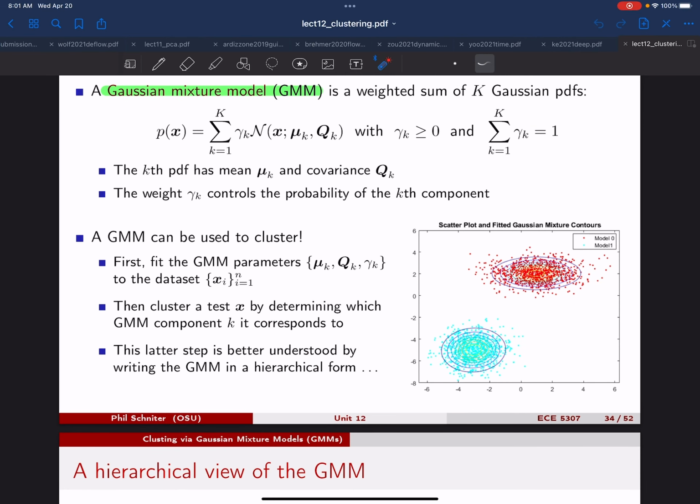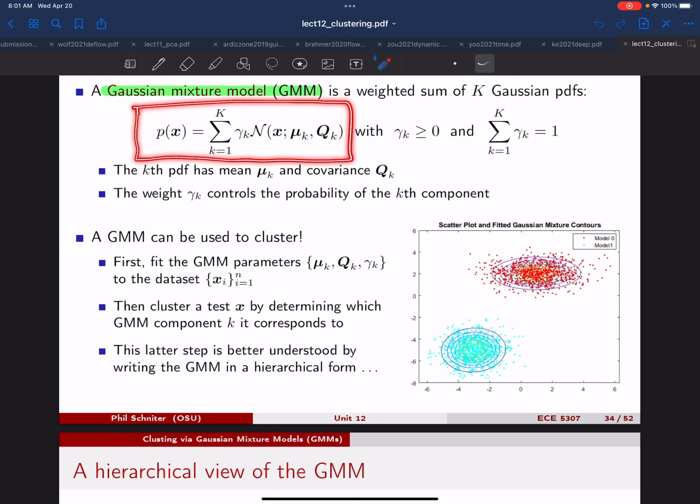looks something like this. We have K, capital K, different Gaussians. Each one of them has a mean and a covariance. Covariance you can tell by how these contours are stretched. And in addition, it could be that one of these has a lot more samples or a lot higher probability than the other.